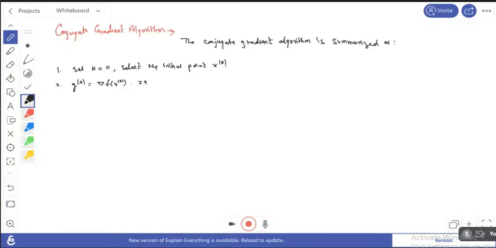If this gradient, or we say g0, is equal to 0, if the gradient is 0, this means the first order necessary condition is satisfied, and this point is your optimal solution. Okay, so in that case you have to stop.